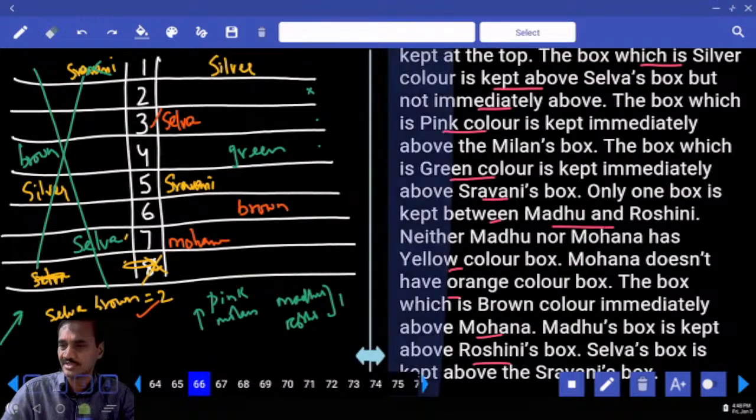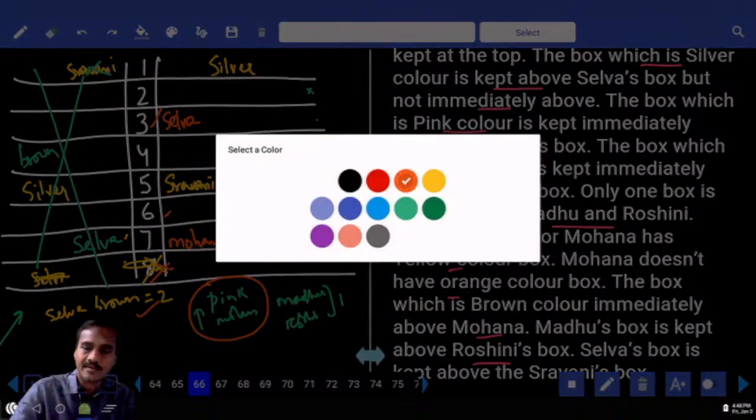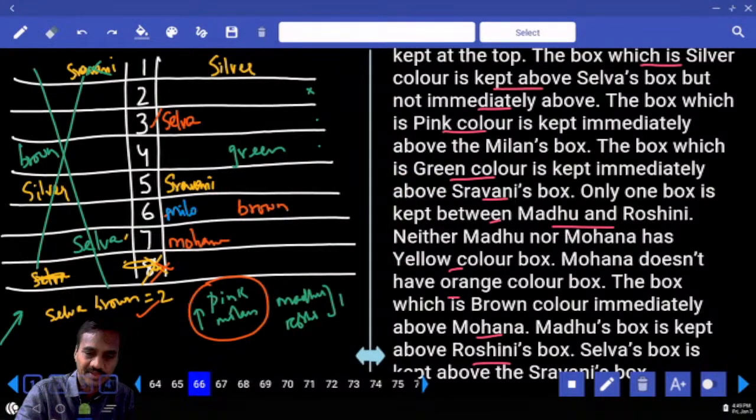Between Madhu and Roshni, there must be exactly one box. And these two must be in alternate places. As these two are in alternate places, now pink and melon. Can we have melon at this place? Not possible. Can we have pink and melon at this place? There is a chance: if melon is here, then pink will be here. That's a possibility. And Madhu is above Roshni. This is Madhu, and this must be Roshni. Then who is the only person left over? Ravana. And Ravana must be on the top.